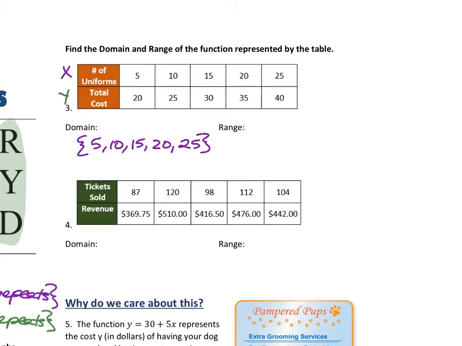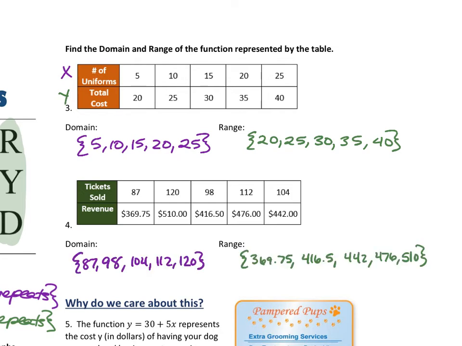Bracket 5, 10, 15, 20, 25. No repeats, smallest to largest. And my range is just the y values or the costs of these jerseys. 20, 25, 30, 35, and 40 are the costs that I could have for these jerseys. You guys try number 4.